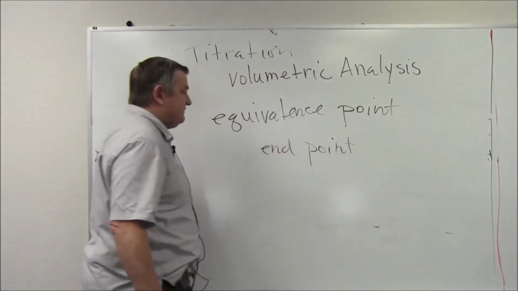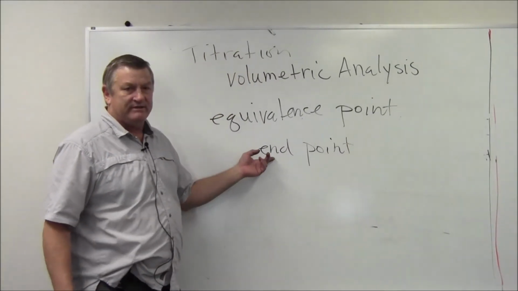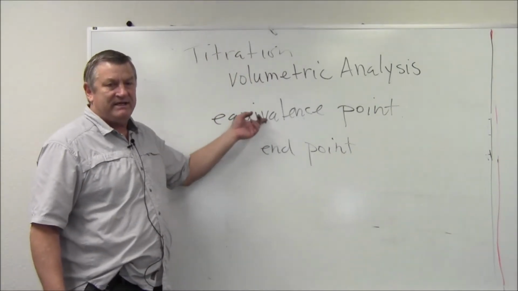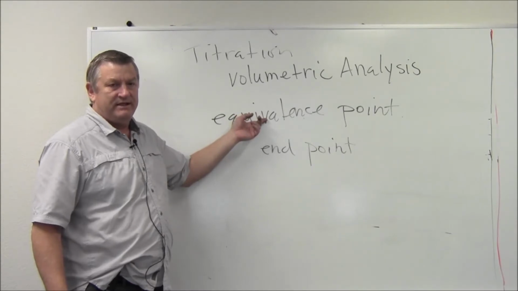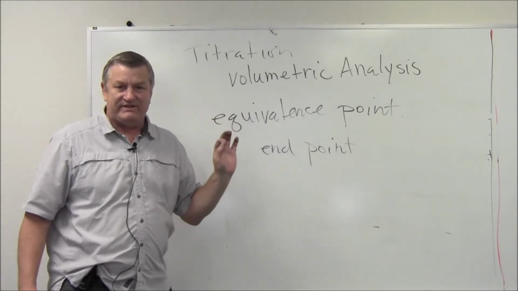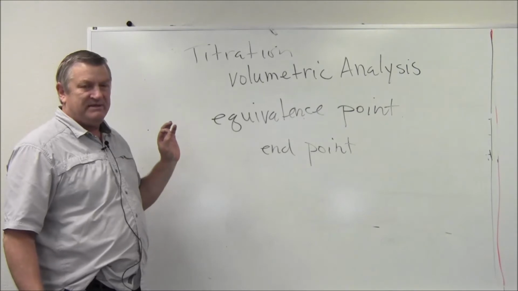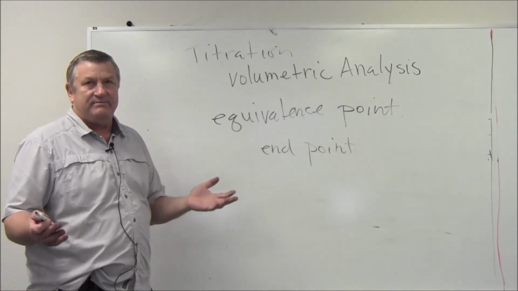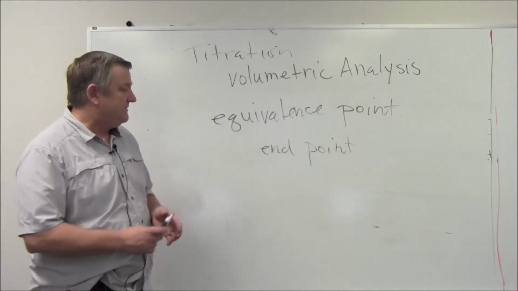In our titration, we're really coming up with what's called an endpoint. Our endpoint is estimating the equivalence point. So it might not be exactly the equivalence point, but it's going to be really close, so for all intended purposes it'll be fine. Okay?